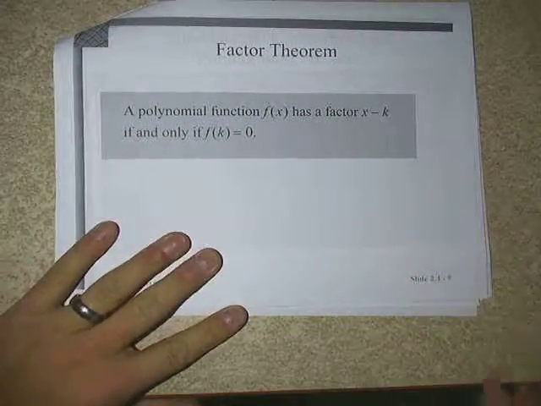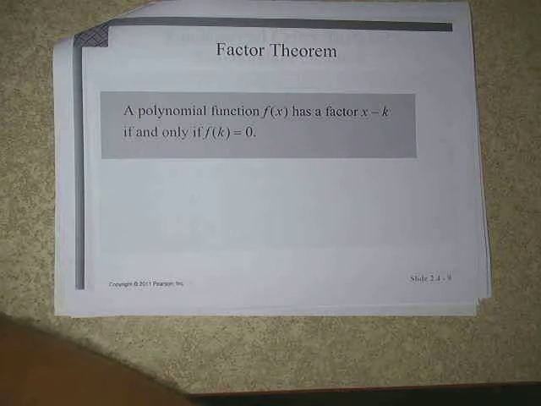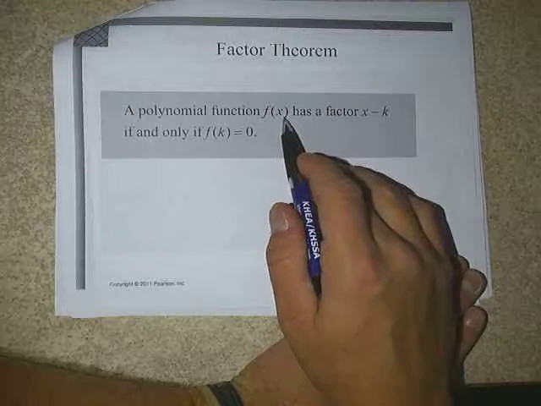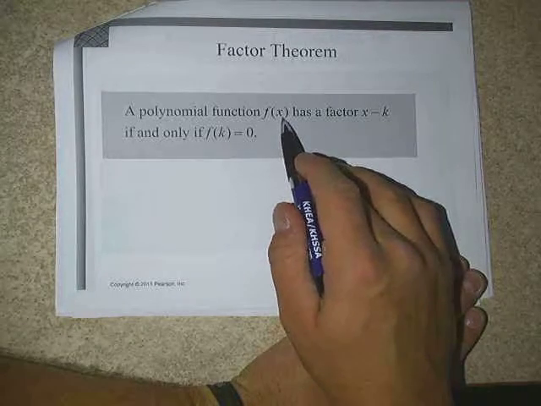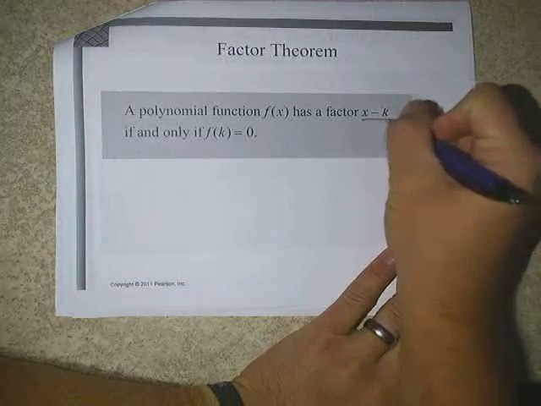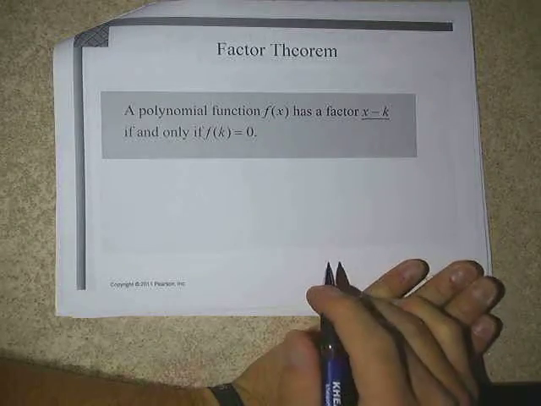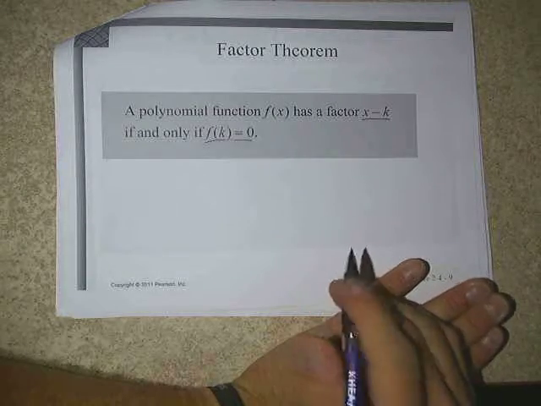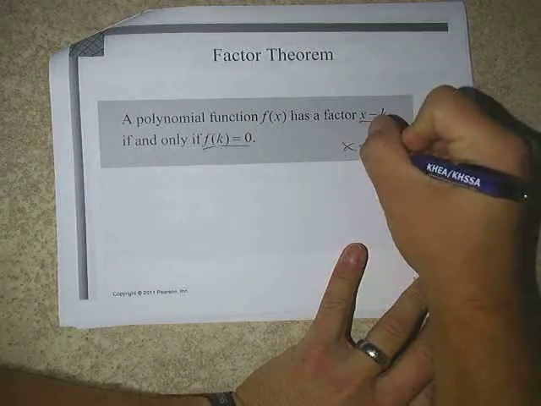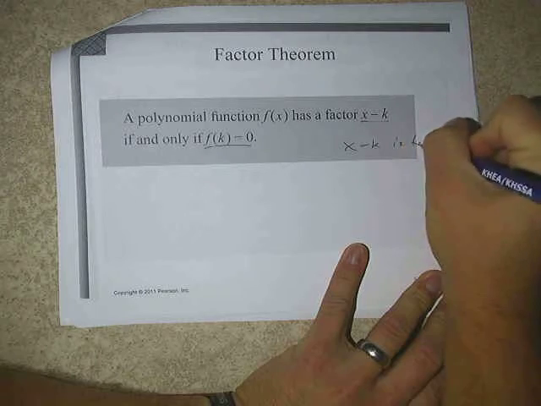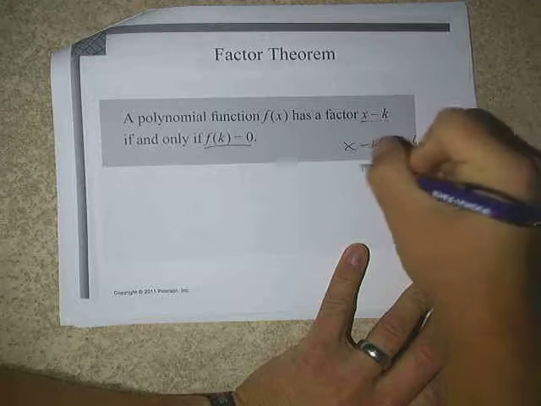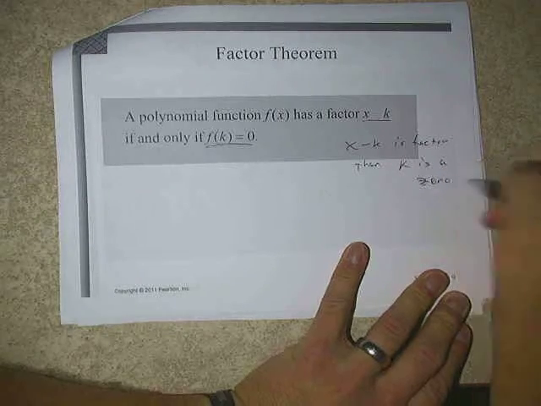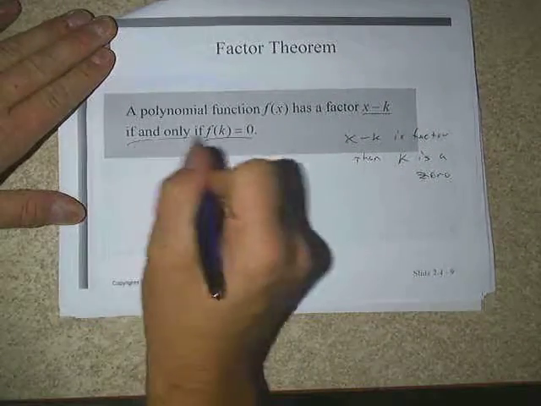Now, the other theorem in here that we're going to look at is what we call the factor theorem, and we've already alluded to the fact that this is true. This kind of summarizes what we've been talking about, that if we have a polynomial function, any polynomial, and we know that it has a factor x minus k, then f of k is equal to 0. So in other words, if x minus k is a factor, then k is a 0.